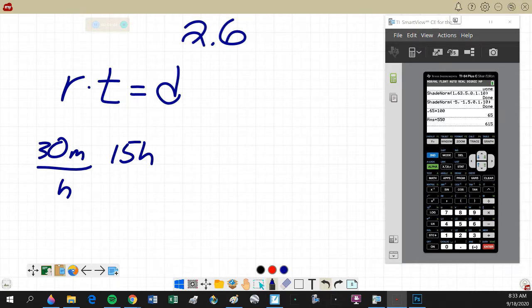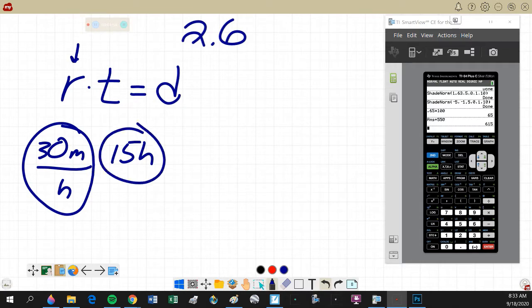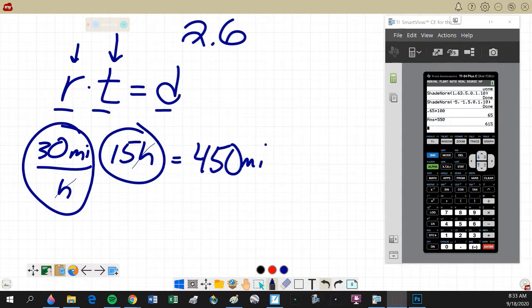So this is a rate, 30 miles per hour. So that's a rate multiplied by a time. And notice that the h's cancel. And I get 30 times 15, which is 450. I guess I should do m's. So 450 miles. And that's the formula. Take your rate or your speed, multiply it by the time, and that will tell you how far you go.